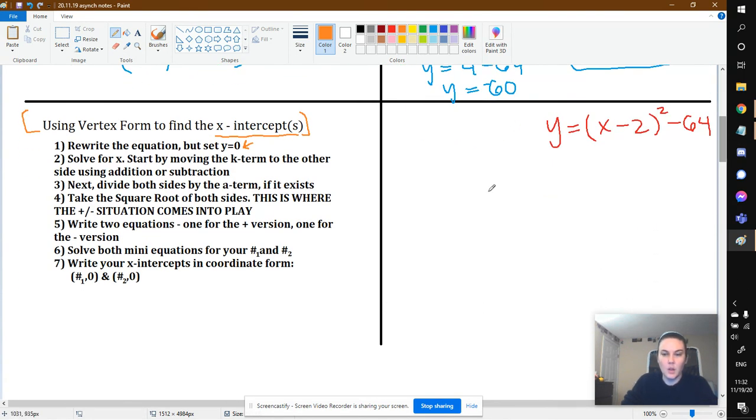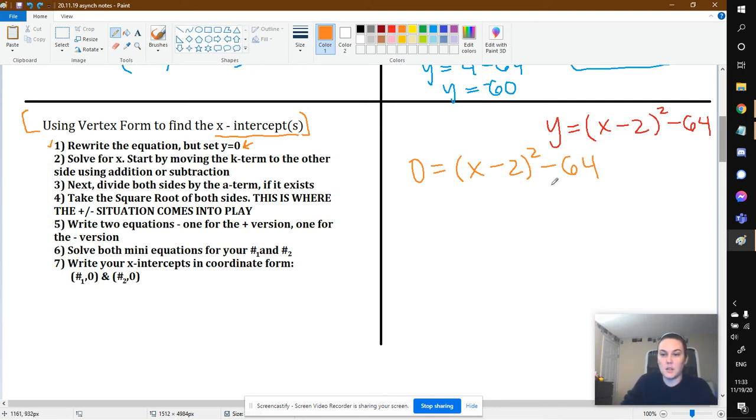Yeah, that's fine. So the first step we're going to do is rewrite the equation, but every time we see a y, we're going to set it equal to 0. Okay, so we've done this step. Now we're going to solve for x. And these next steps are all just solving for x, right?